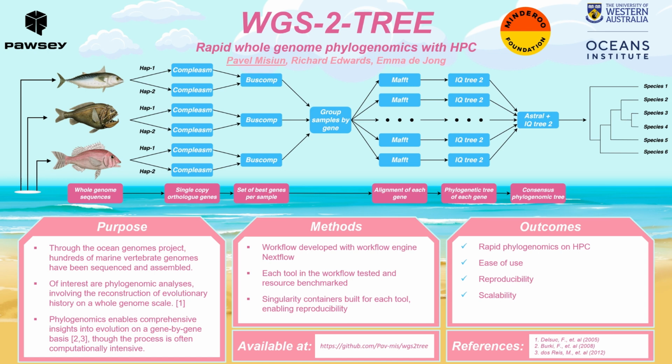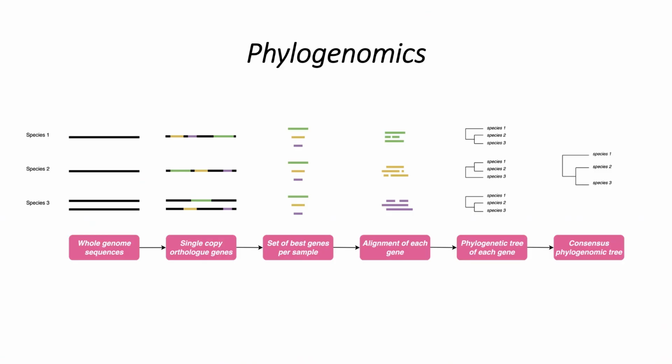So the workflow is called WGS to tree because basically you go from a set of whole genome sequences to a phylogenomic tree. This diagram shows the different tools that are used at each stage of the workflow, but I'll briefly run down what the workflow is actually doing. So the inputs are whole genome assemblies from a set of organisms. The first step is to find single copy orthologue genes for each genome. So essentially we try to find genes that are likely to be shared among all the genomes.